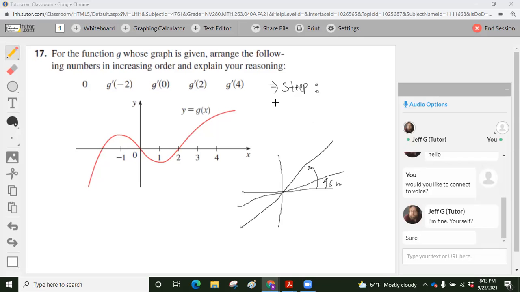If you're looking at, for example, at -1, it looks like there's a horizontal tangent, so the slope is 0 there, and the same at 1. So let's see, what did they ask us for? G prime of -2, so that's over here. Okay, so that's a positive number. How do you know it's positive? It's pretty steep.